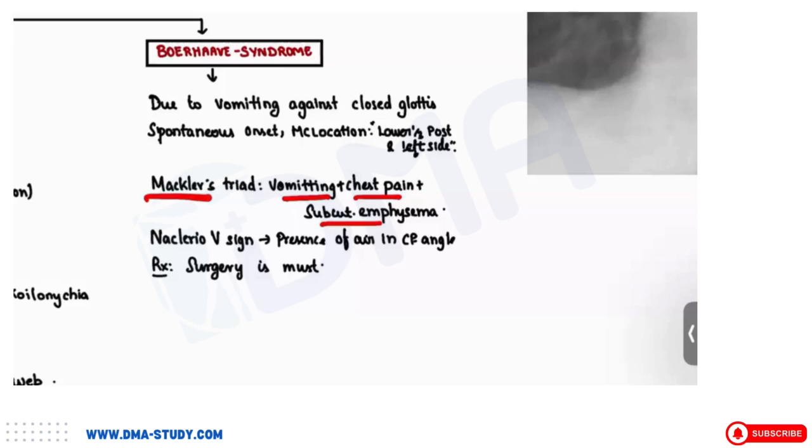Now tell me what is the Mackler triad? Vomiting, chest pain, and subcutaneous emphysema. Boerhaave syndrome is an emergency condition where you have to take them for surgery.